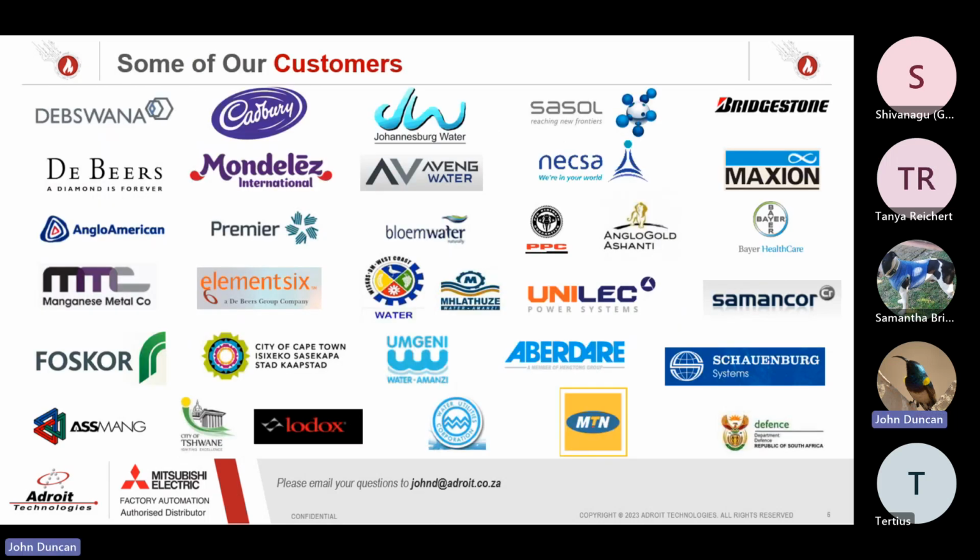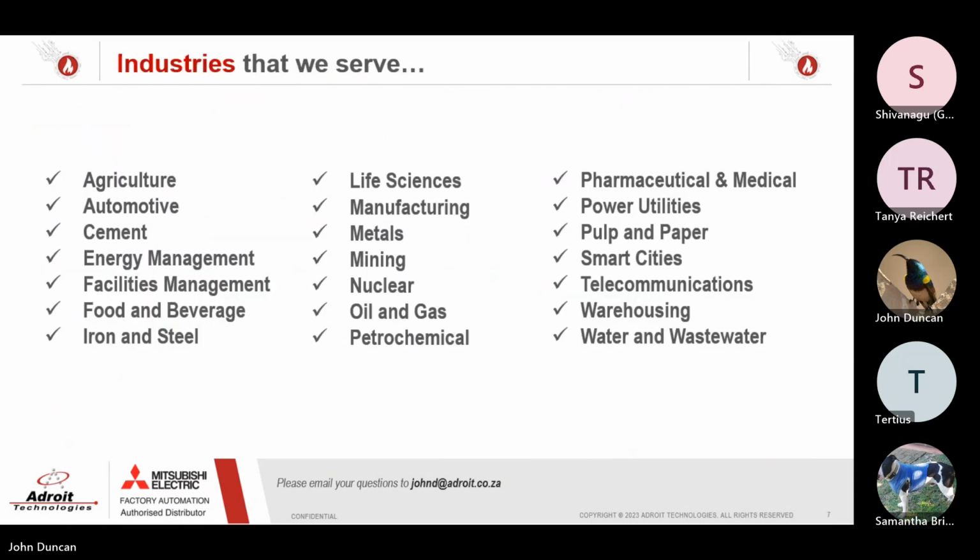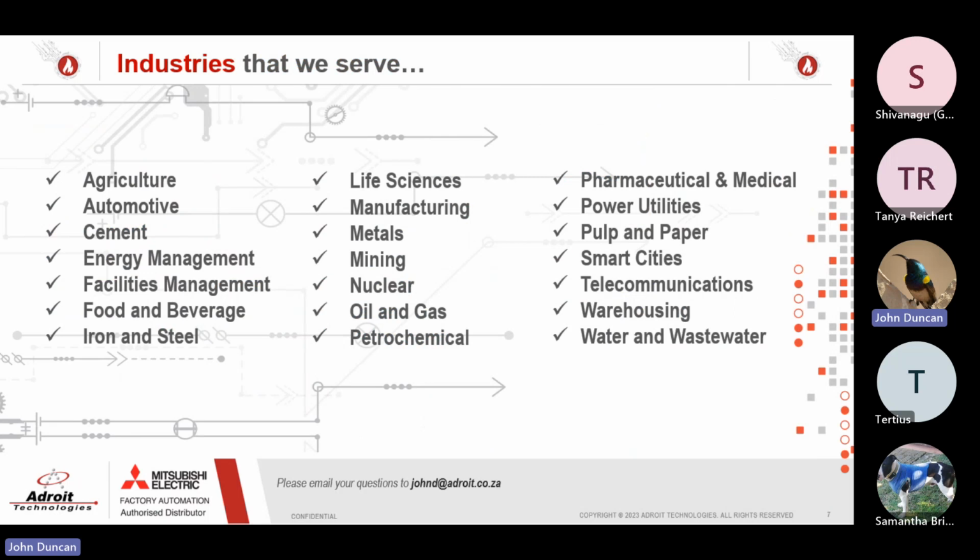These are some of our major customers that we have here in South Africa, and some real international companies that you can actually identify with. People like Bridgestone, Maxion, Cadbury's, Anglo American, etc., etc. Hopefully one day your company will be on here. We are in various industries. In fact, most industries have Adroit in that industry. So we're not just a particular industry-centric software-focused company. We are throughout all industries.